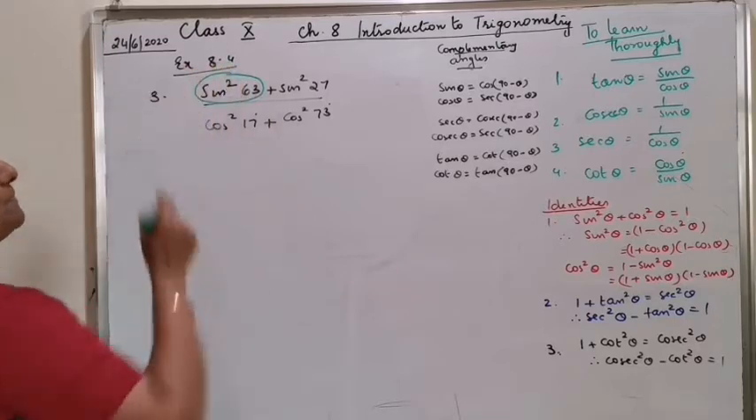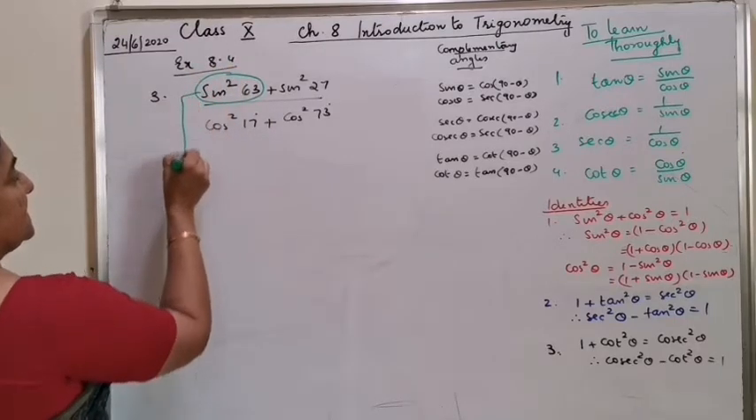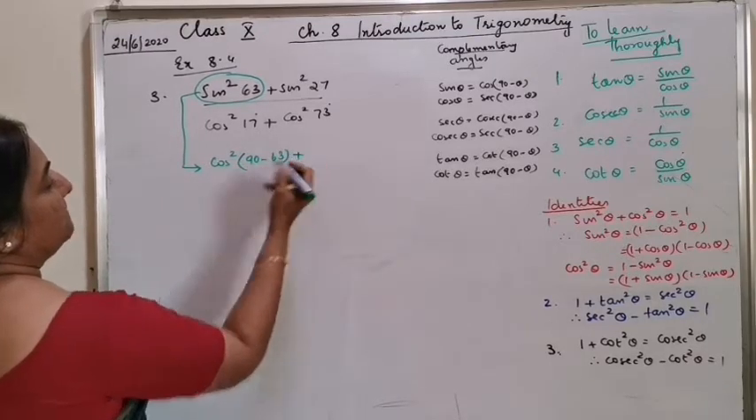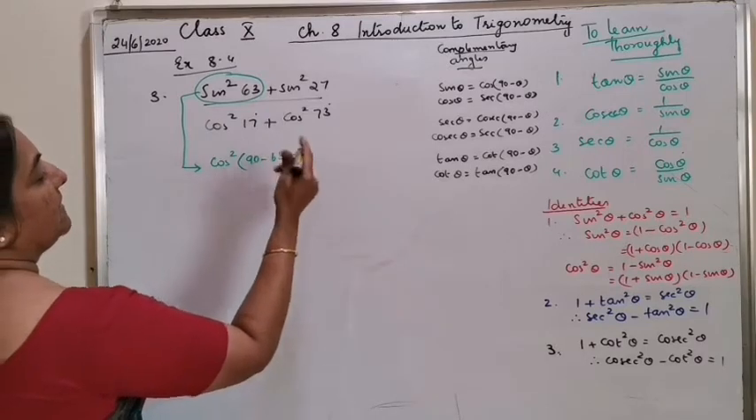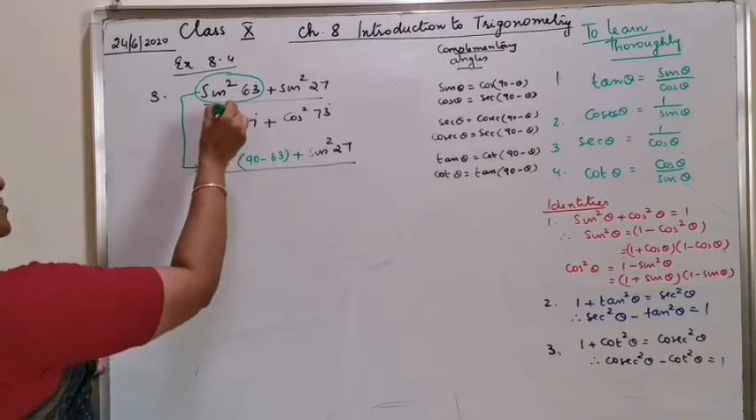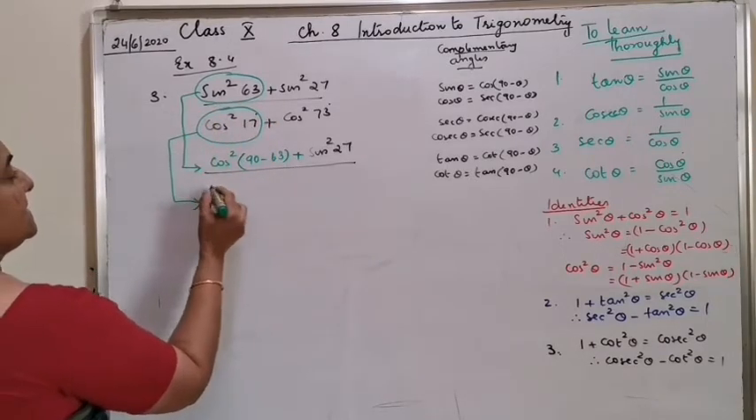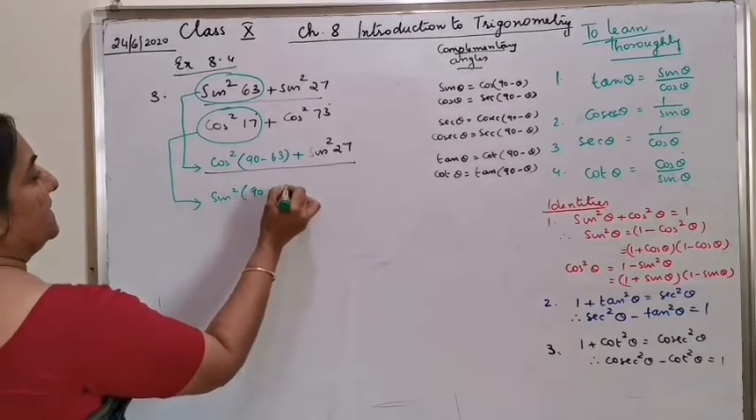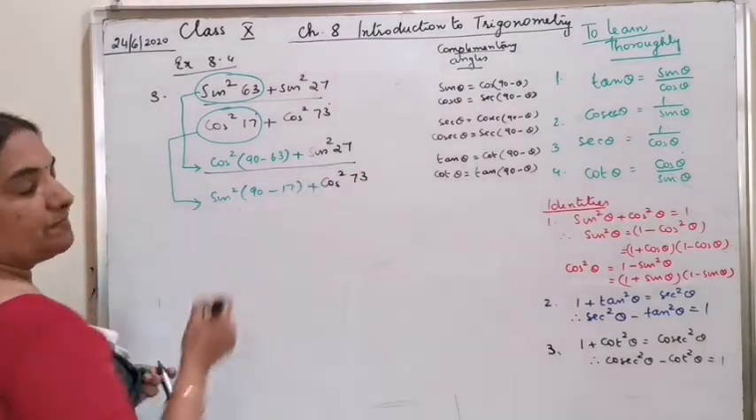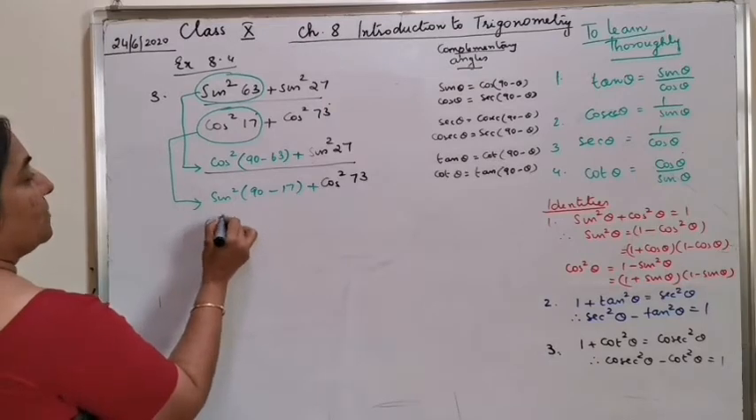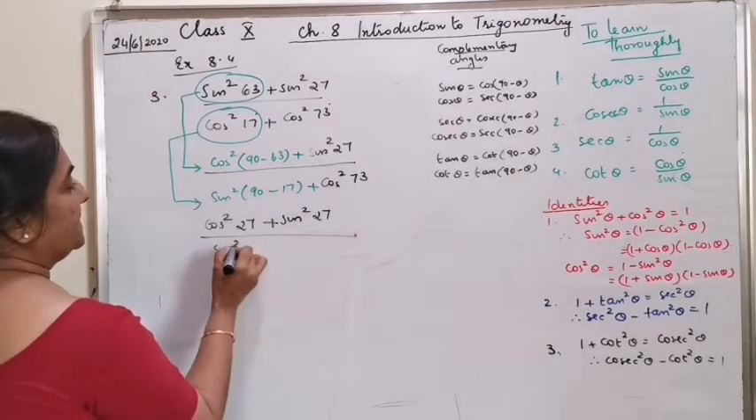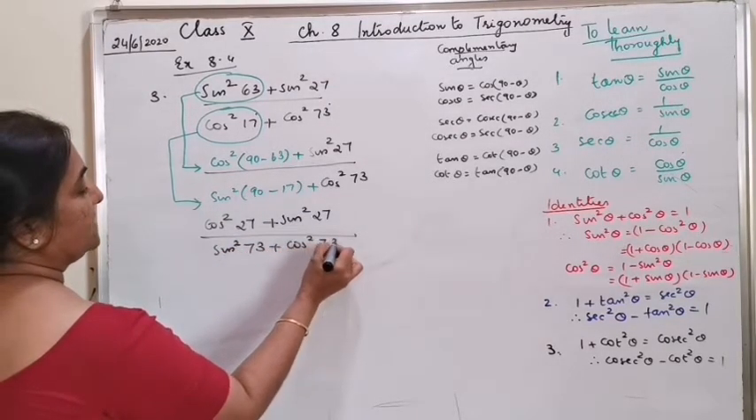One of the trigonometric ratios will be changed: sine square will be changed as cos square 90 minus 63, plus sine square 27 will be retained as such, divided by, the same way one of the ratios will be changed as sine square 90 minus 17, plus cos square 73 will be retained as such. It will be cos square 27 plus sine square 27 by sine square 73 plus cos square 73.